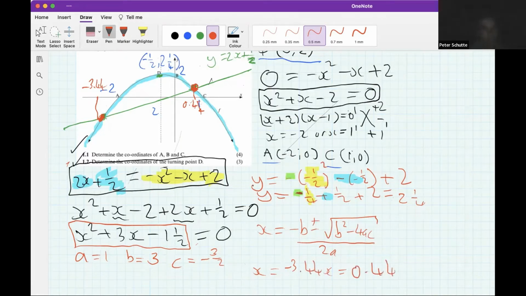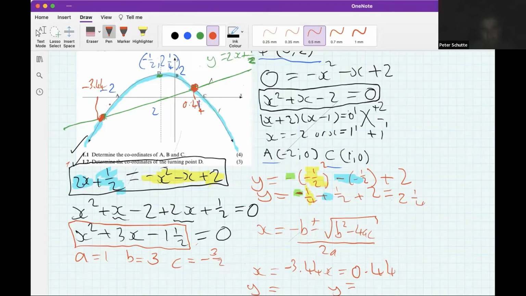However, that's not the whole point. So how would I get the y? Because of time today, I'm not going to do that, but basically you take this x value and put it into either of these two original equations, and then you get the y.